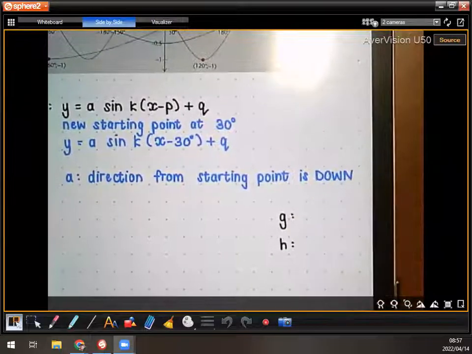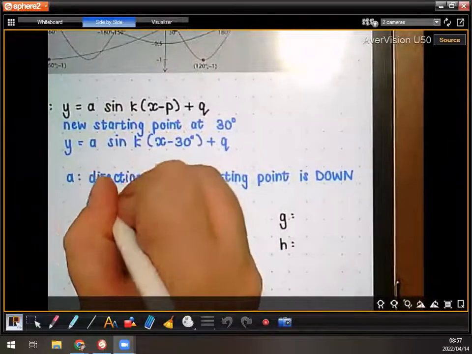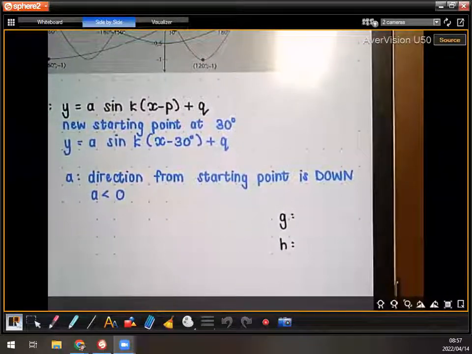Okay, we need to know that the direction of the normal sine graph, where A is positive, is that it goes up from the starting point. Now it's going down from the starting point. So that means that our A value is going to have to be negative.